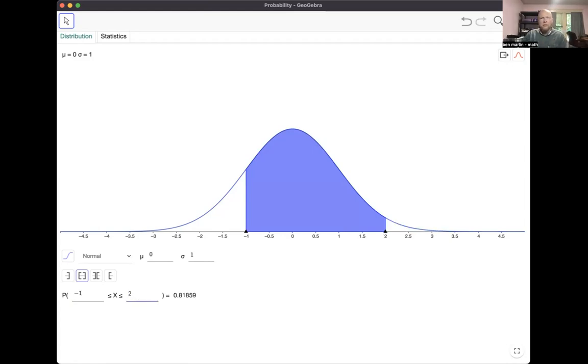From the picture, you can see that you've got a certain area there, and it's not the entire area under the curve. So you're going to get a probability that's less than 1. This calculation gave 0.81859. Okay, that's a fairly likely event. If you get a probability that's less than 0.05, we start thinking that's pretty unlikely. And when it's less than 0.01, we say that's very unlikely.